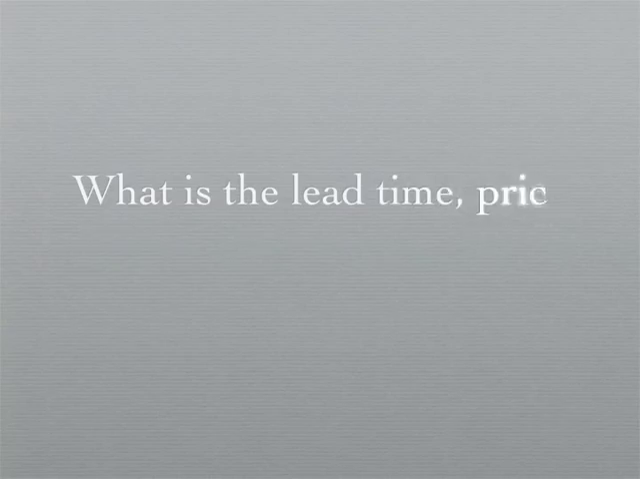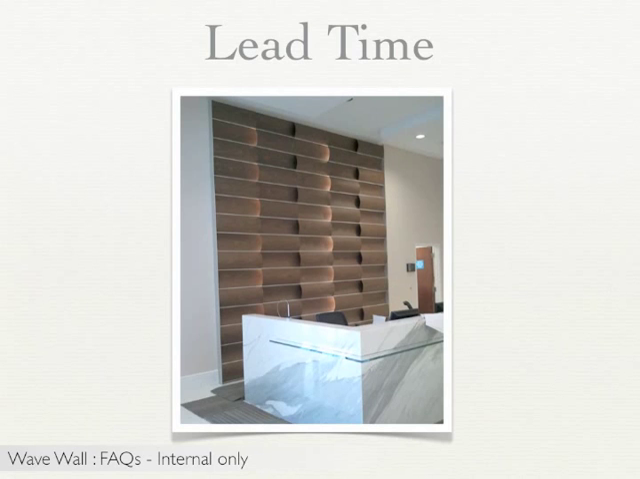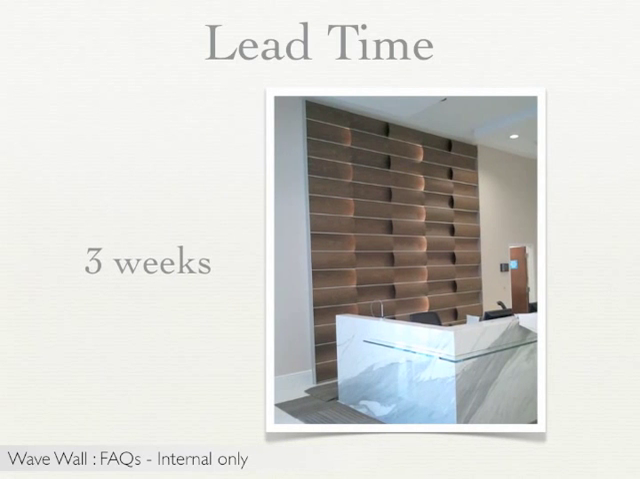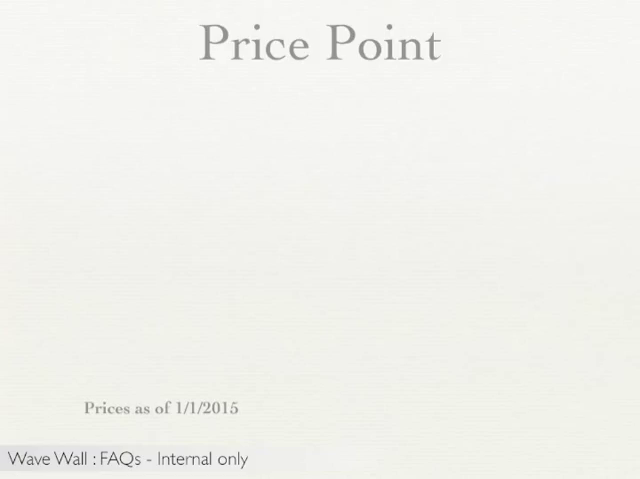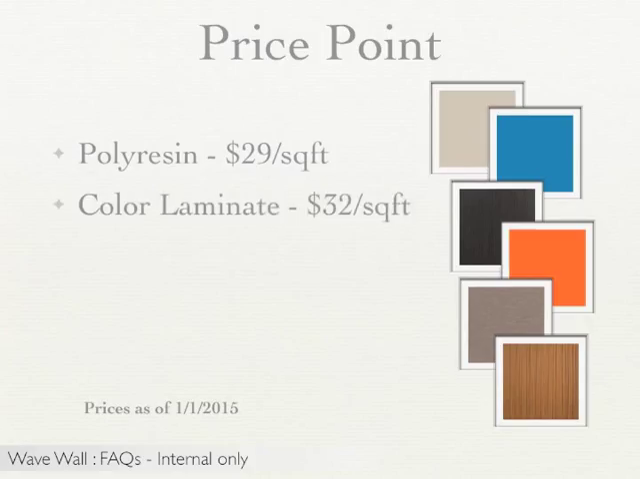What is the lead time, price point, and size availability for wave wall? The standard lead time for wave wall is 3 weeks. The pricing for wave wall depends on the type of material specified. For example, polyresin starts at $29 per square foot. Color laminate starts at $32 per square foot.